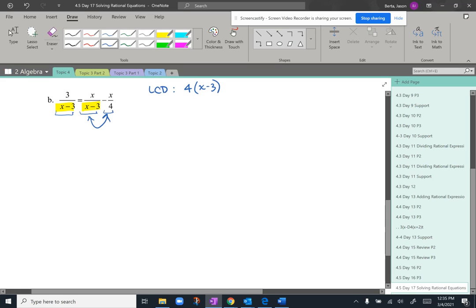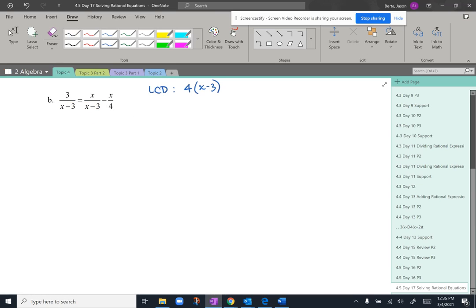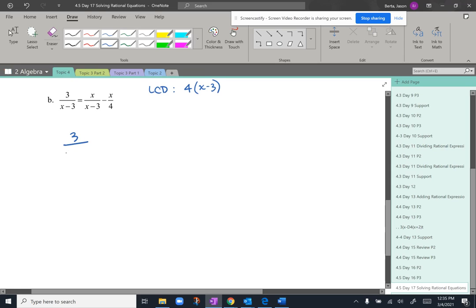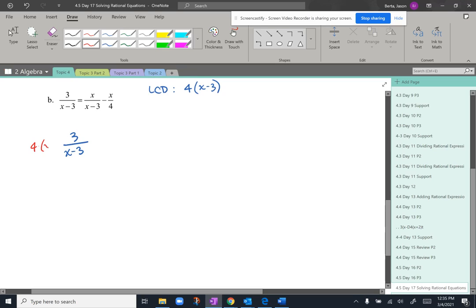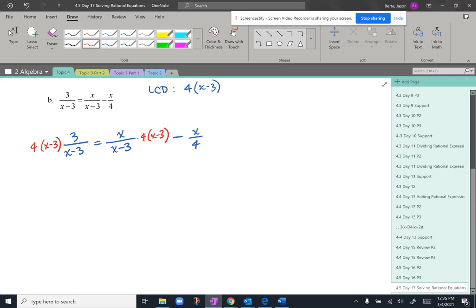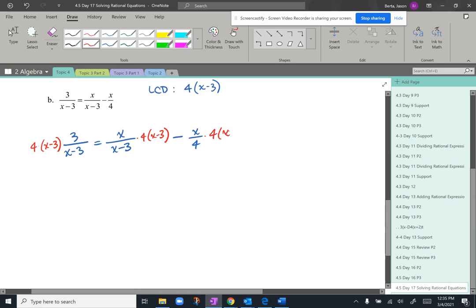All right, that's a common denominator. Each of the three denominators will divide evenly into that least common denominator. Next, I'm going to rewrite the equation by multiplying each of its terms by that least common denominator. On the left side, I started with 3 over x minus 3, and I'm going to multiply it by 4 times x minus 3. On the right side, I started with x over x minus 3 as that first term. Multiply that by the least common denominator. And then I have this minus x over 4. And again, multiply that by the least common denominator.